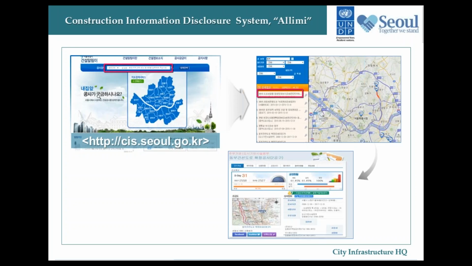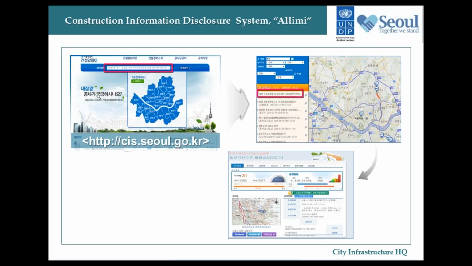The information items disclosed on the Allimi website include a construction project overview, contract status, implementation status, periodically updated worksite photographs, list of stakeholders, total and breakdown of project costs, progress rates, and other background information. With such comprehensive information released through Allimi, citizens can also send their comments and questions about specific construction projects and receive real-time answers via Seoul's social network services such as, for example, Facebook or Twitter.